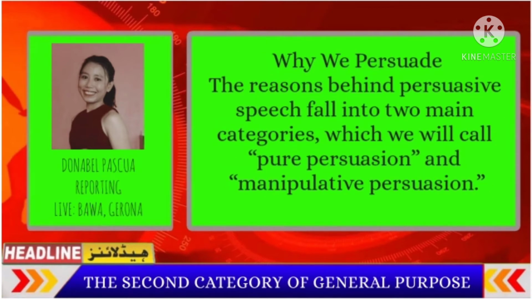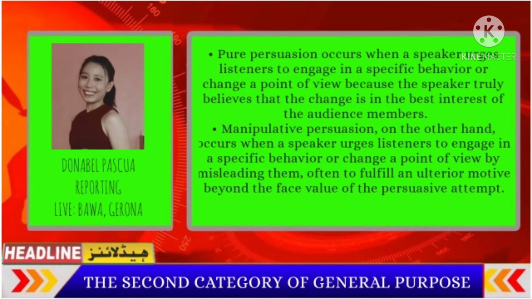Why do we persuade? The reasons behind persuasive speech fall into two main categories, which we will call pure persuasion and manipulative persuasion. Pure persuasion occurs when a speaker urges listeners to engage in a specific behavior or change of point of view because the speaker truly believes that the change is in the best interest of the audience members.